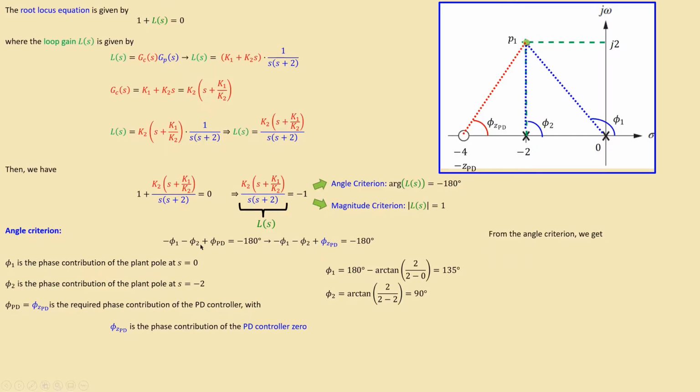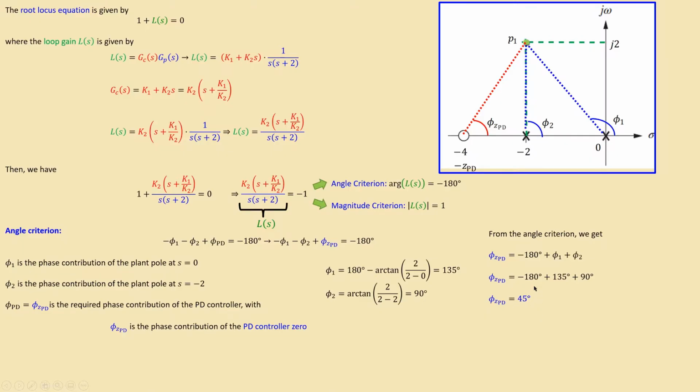We now use this angle criterion, which determines the phi z of the PD controller. If you just take phi 1 and phi 2 to the right hand side of the equation, you get this. If I substitute the values for phi 1 and phi 2 now, I will have this value, and if I do the math here, we will get exactly 45 degrees. That means the following. The 0 of my PD controller must contribute 45 degrees. That is, the PD controller must contribute 45 degrees.